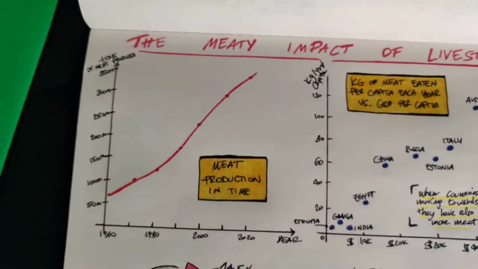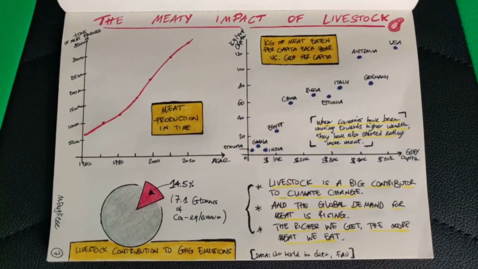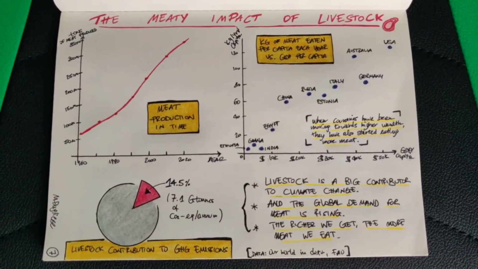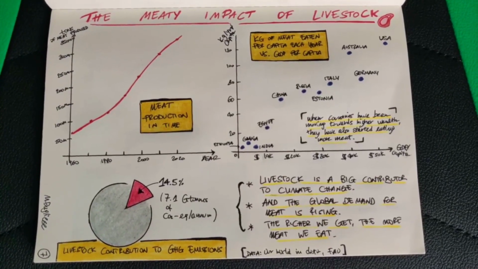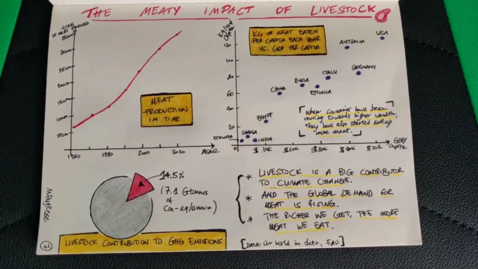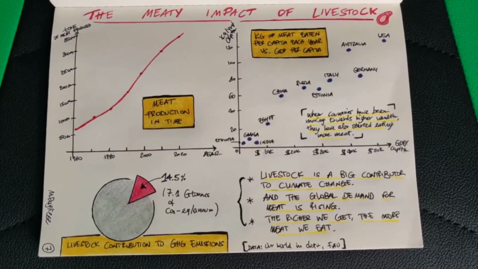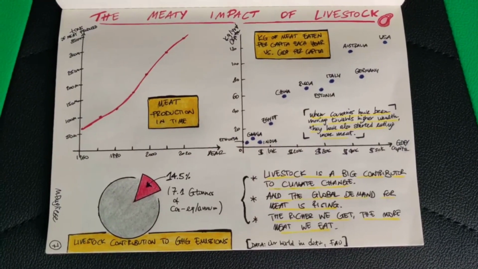The global demand for meat is rising, and the richer we get, the more meat we seem to eat. So this is just to say that sometimes the canonical ways of displaying data, via simple scatter plots, line plots, pie charts, all of these things that everybody knows about, are really the ones that go a long way.